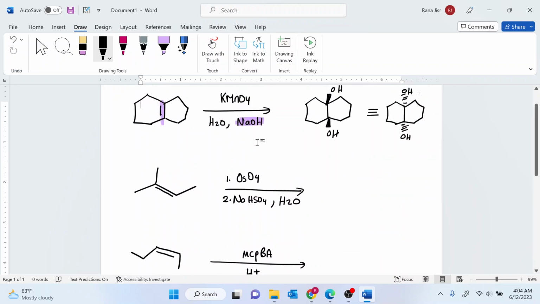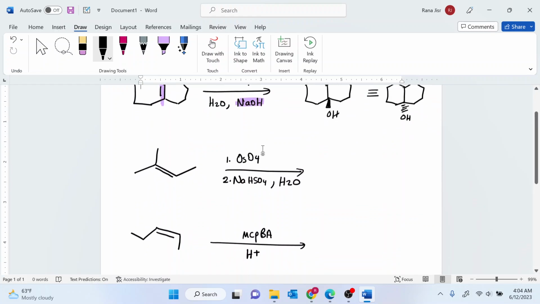Same thing for the osmium. The osmium tetroxide does exactly what KMnO4 does in presence of a base. So again, we are going to highlight our alkene, and we are going to introduce two OHs on the alkene. Now, introducing the two OHs on the alkene, this carbon over here is not a chiral center.